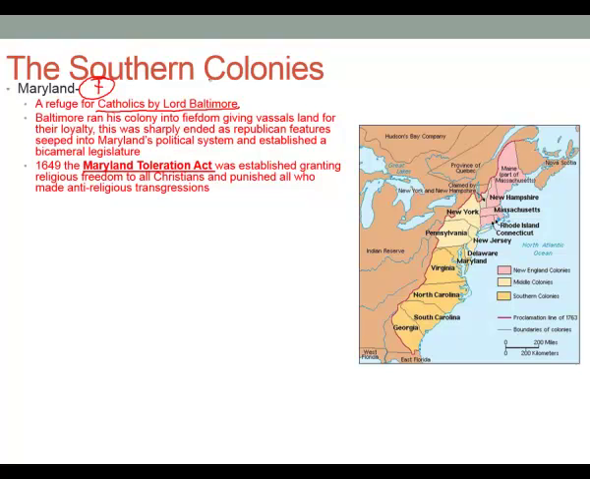All right, hence Baltimore, the capital city. All right, Baltimore ran his colony into fiefdom. What is a fief? Or a fief? Fiefdom. Anyone?